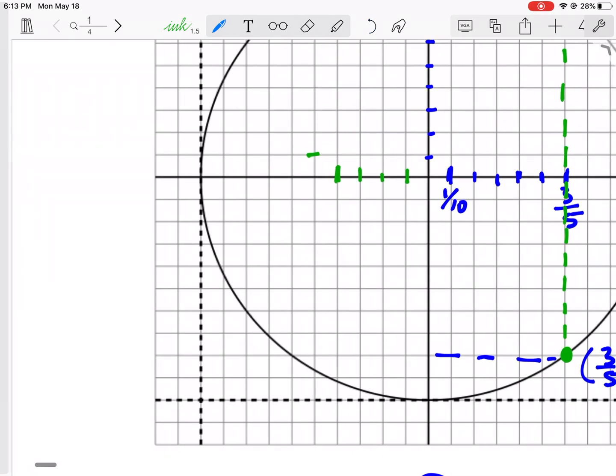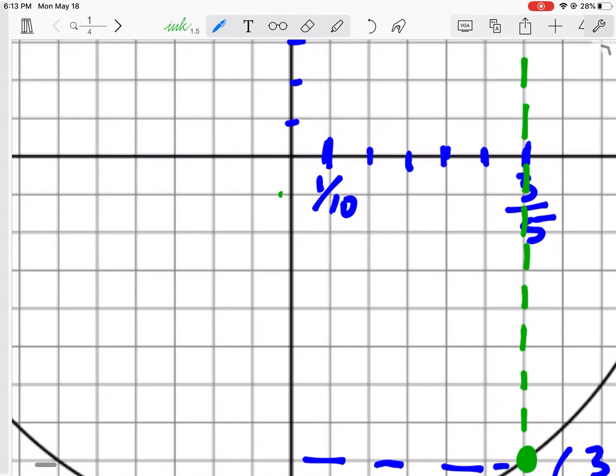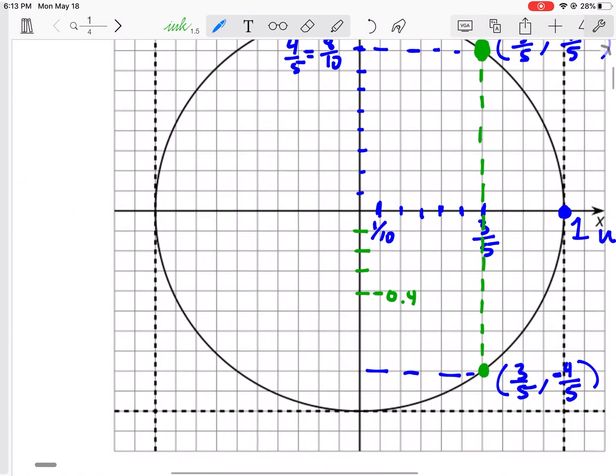I'm sorry, actually I went the wrong way. They gave us the y-coordinate of negative 4/10. Going a little too fast. Actually it should be negative 4/10, so 1, 2, 3/10. Here's negative 4/10. I'm sorry, hopefully I didn't confuse you there.